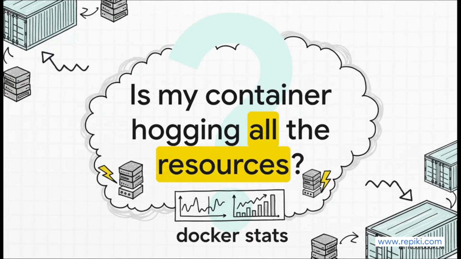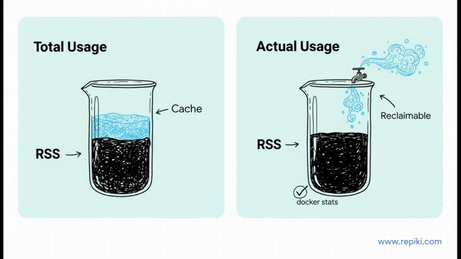Oh man, this is the question every operator asks themselves at some point. Is this container the reason my whole server is slowing down? To get a live streaming answer to that very question, we use docker stats. Now here's a super important thing to remember about memory. Don't panic when you see high usage. The Linux kernel is really smart. It loves to use any free RAM it can find for file caching just to speed things up. But that cache can be reclaimed instantly if an application needs it, and the beauty of docker stats is that it knows this.